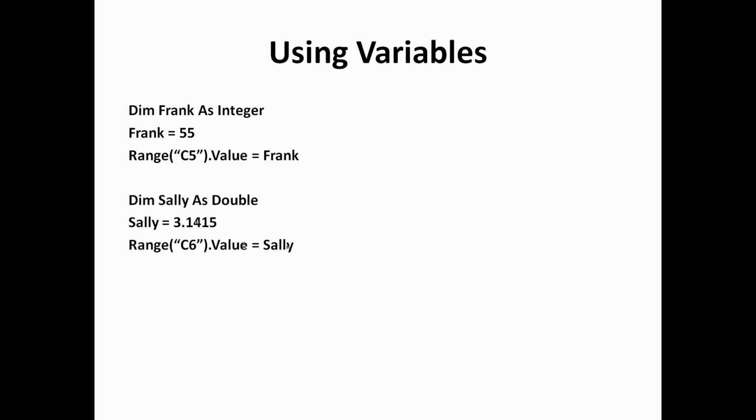The same can be done for the other variables, but this time Sally, for example, is a double. Remember, a double is a number with decimal places. The same can be done with Jenny, for example. This time Jenny is a string. Remember, a string is a variable that is text.